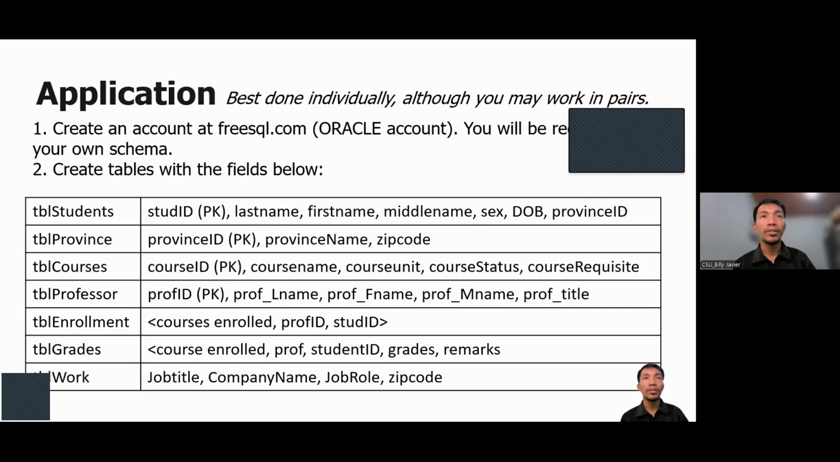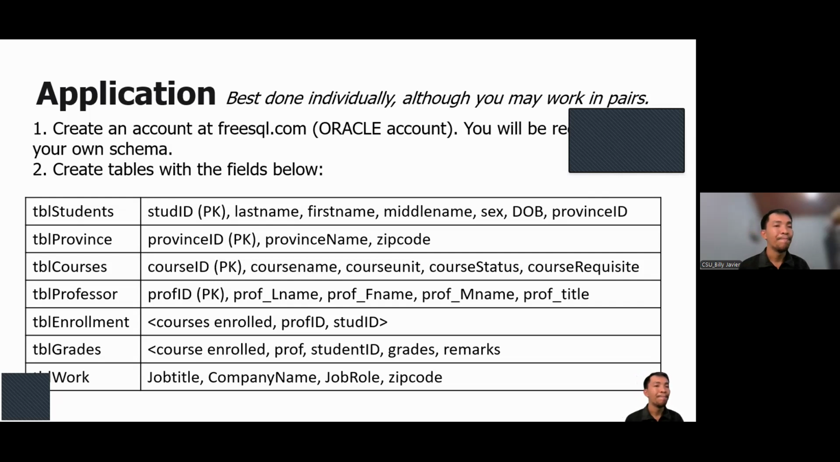At the professor's table, prof ID is assigned as primary key, including last name, first name, M name or middle name, and the job title to complete that table. Now, the enrollment there will only focus on courses enrolled. What are the courses enrolled?